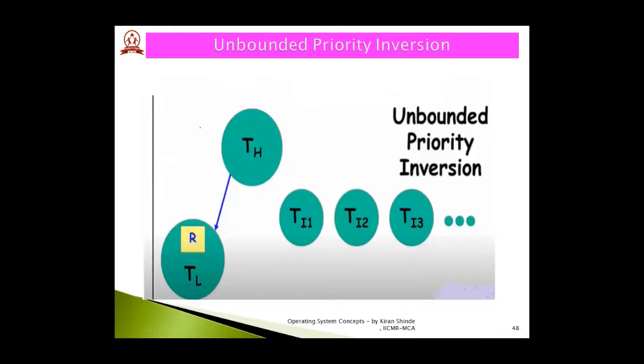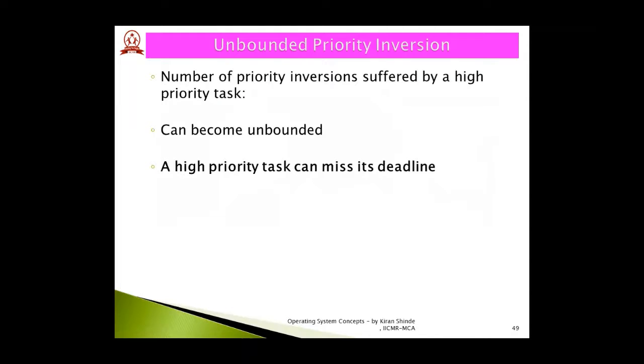Because if you see the takeaway, this is again one more variation on the previous image. You can see here that this is the low priority task, which is holding a resource, which is required by this particular high priority task as well. In between, the intermediate priority tasks came in and executed with the CPU. So, the number of priority inversions suffered by a high priority task can become unbounded.